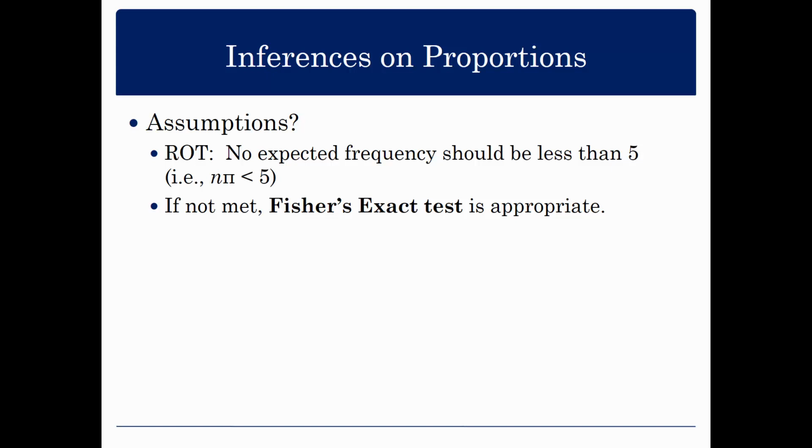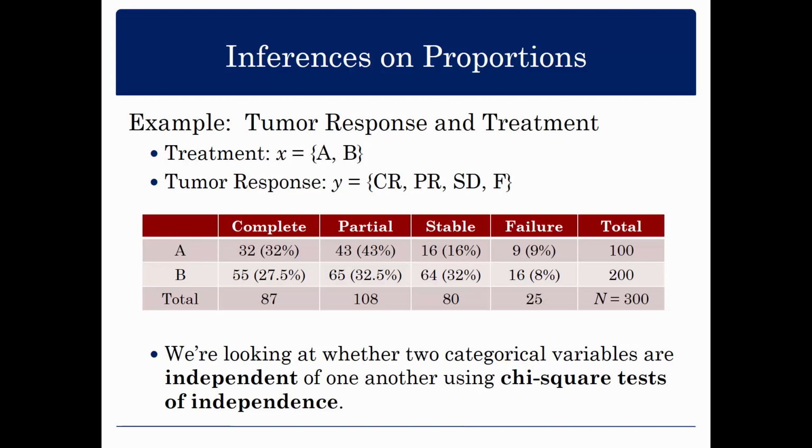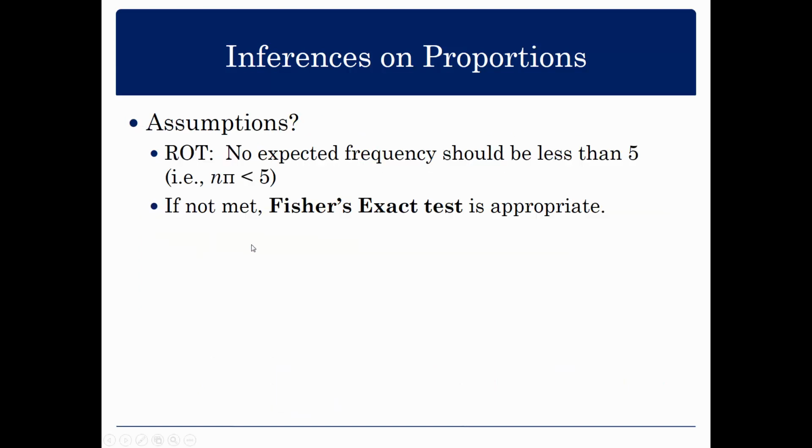With this one, the only assumption that you need to verify is that you have a sample size large enough, essentially. The sample size has to be large enough so that the observed counts, like this 32 and 55 and 16 and 9, none of those can be less than 5. So it's essentially related to two things.